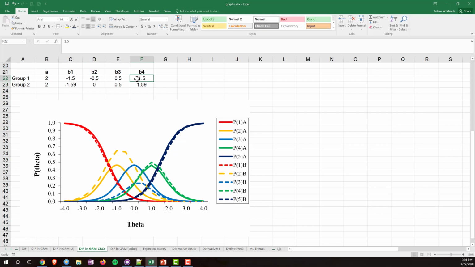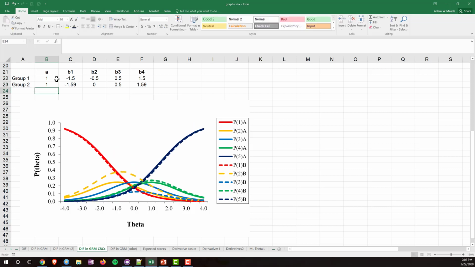And just like before, we could mess around with this a whole bunch. We could maybe make this a much more uniform kind of thing. We could just shift everything to the right. We could shift everything over to the left if we just added a constant to one group to get the other group's B parameters. A lot of different things we could do here.